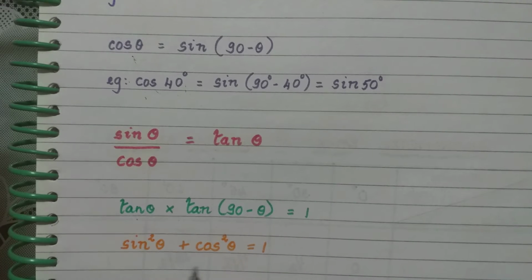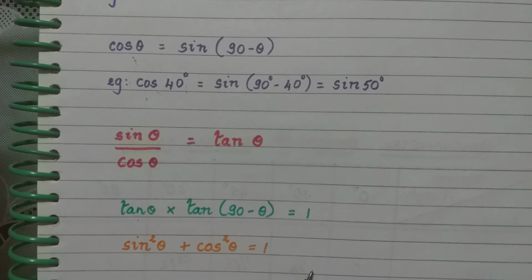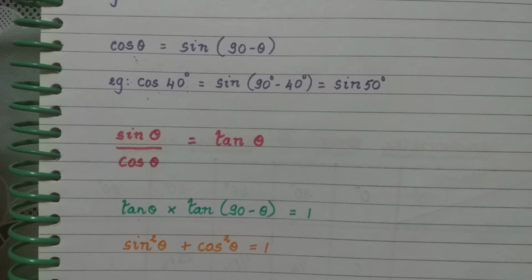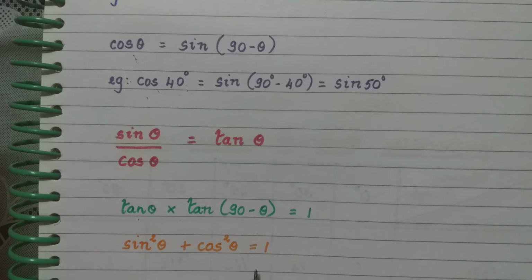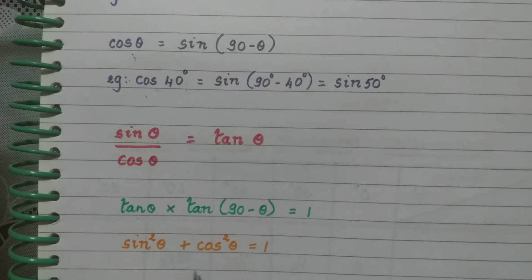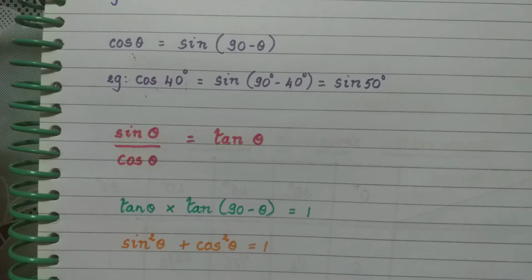Now the last formula here is very important. You will see in practice set 8.2 almost every question uses it, that is sine square theta plus cos square theta is equal to 1. Now we see how we can prove this formula by using a right angle triangle and naming the different sides with the angle theta. Sine square theta plus cos square theta is equal to 1.